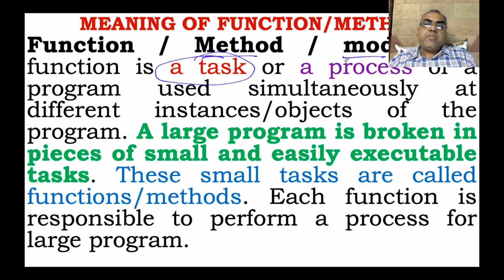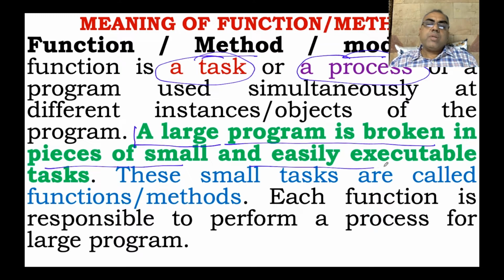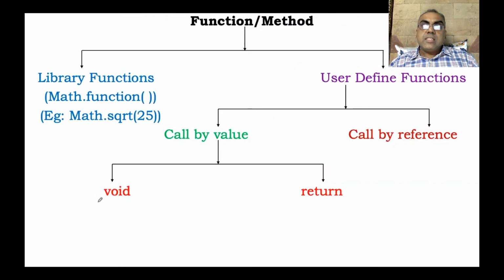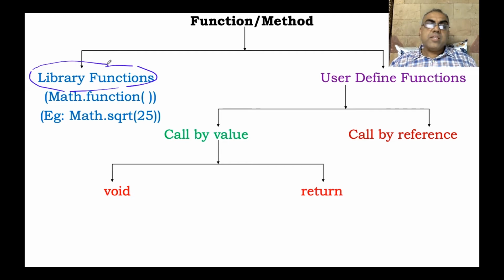So a larger program is divided into small processes, one task each. We write them separately, and then as and when we require, we run each and every function in hierarchical order. When a large program is broken into small and easily executable tasks, we call those functions. Now, as far as Java is concerned, Java has a rich library of functions which are called library functions. They are already defined by Java for the common needs of the programmer and the user.